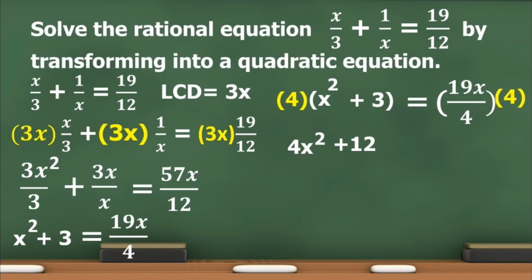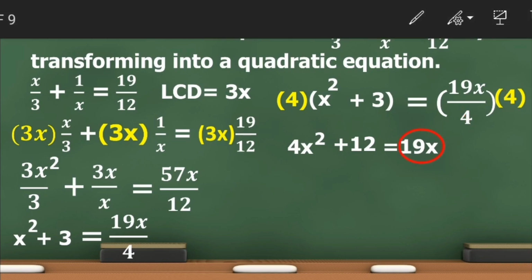And then, doon naman class sa 19x over 4 times the quantity of 4, ika-cancel natin yung 4. So, magiging 4x squared plus 12 is equal to 19x. After that, apply naman natin ang subtraction property of equality. Subtract both sides by 19x.